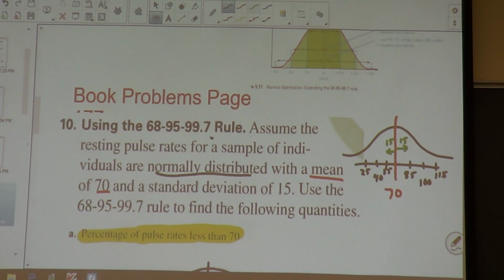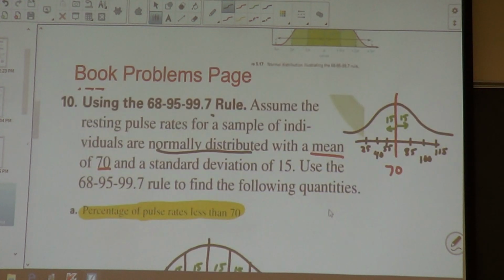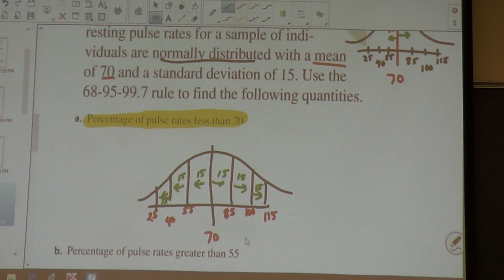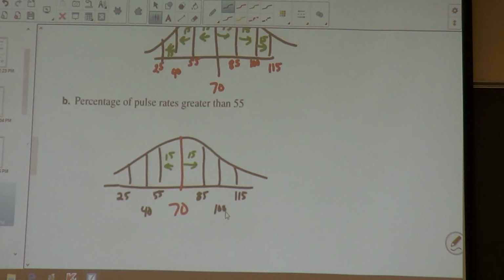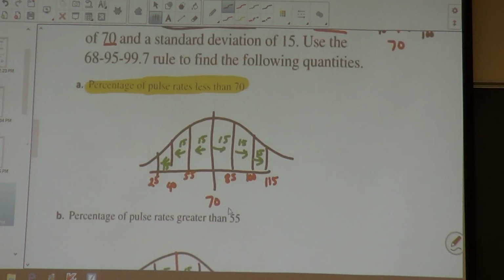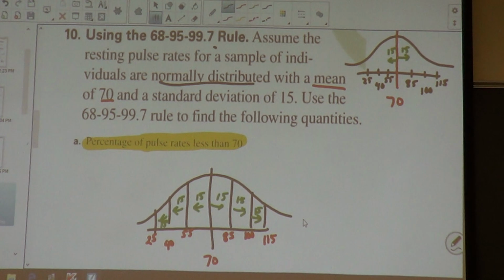We good? So this picture I have put down here. And I just said I added 15s and then I subtracted 15s. So I just took that picture and I copied and pasted it under every single one of my problems. We good? Okay. Percent less than 70. So first thing I'm going to do is I'm going to say my percent less than 70. So this is what I'm looking for.